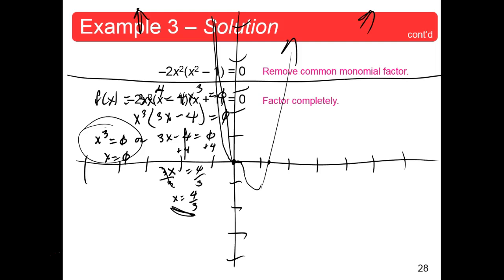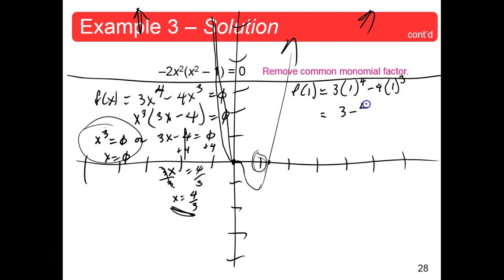What test point might you choose? Yes, x equals 1. Let's just plug it in. Okay, when x is equal to 1, f of 1 is equal to what? Okay, let's plug it in. 3 times 1 to the 4th power minus 4 times 1 to the 3rd power, right? What's 1 to the 4th power? Okay, so that would be 3 minus 4 equals negative 1. Okay, so there it is right there.